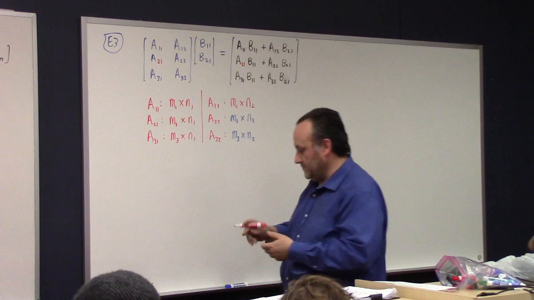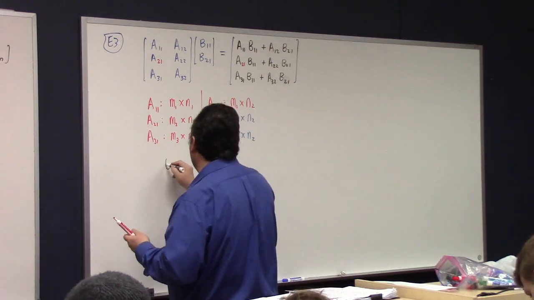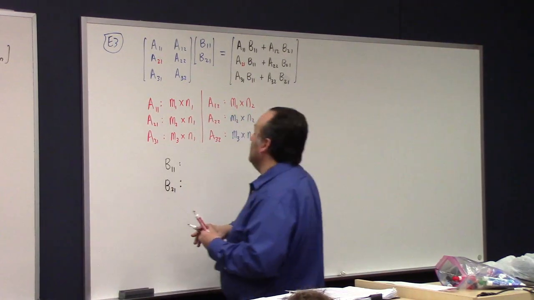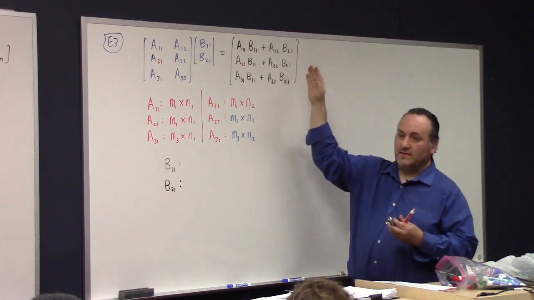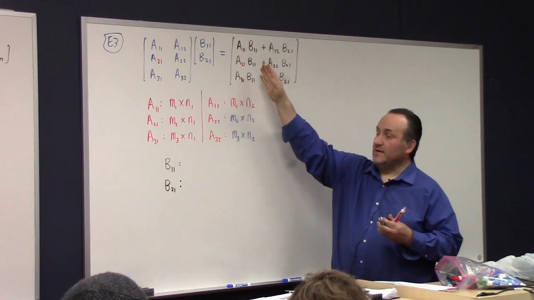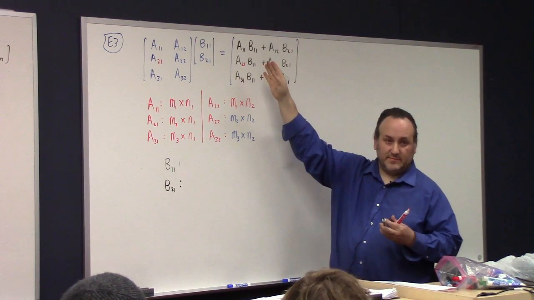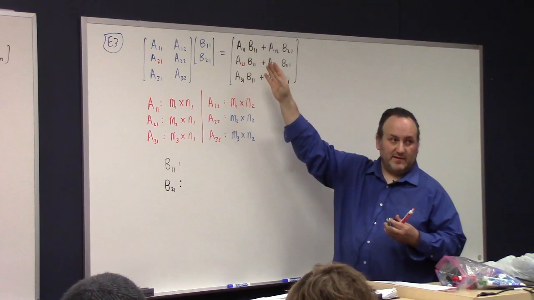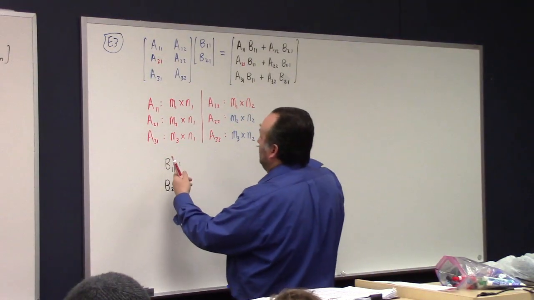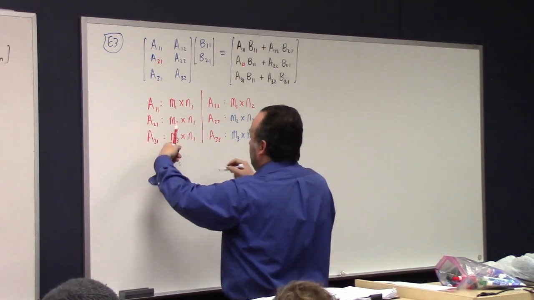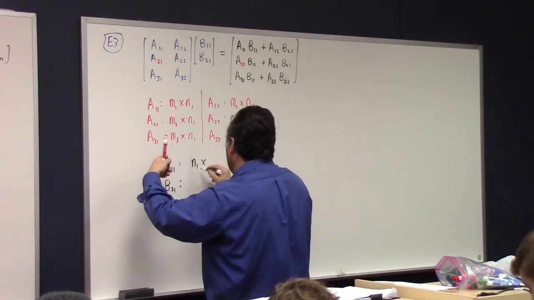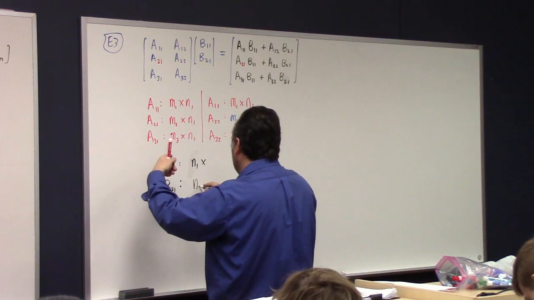How big should those be? Some of this is non-negotiable, right? What's non-negotiable? In order for these products to be defined, we need the number of rows in the B matrices to match the number of columns in the A matrices, right? Because that's the way matrix multiplication works. There has to be a matching. B1 has to match these, so it has to be N1 times something, and B2, non-negotiable, has to be N2 times something.